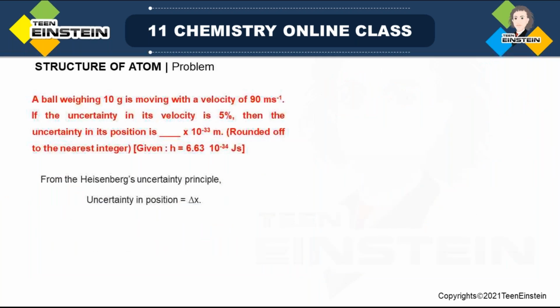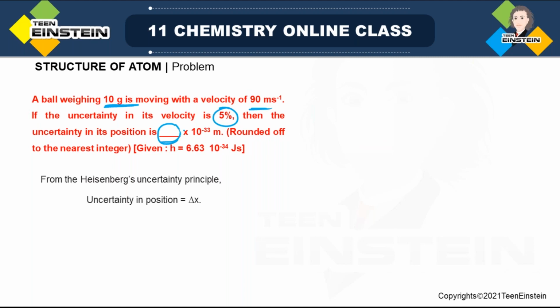Okay. One more problem based on the uncertainty principle. A ball weighing 10 gram is moving with a velocity of 90 meter per second. The uncertainty in velocity is given as 5%. The exact velocity is 90 meter per second, and the uncertainty is 5%. From this information, you have to find the uncertainty in its position in this format: a number multiplied by 10 to the power minus 33 meter. So this value is actually required.